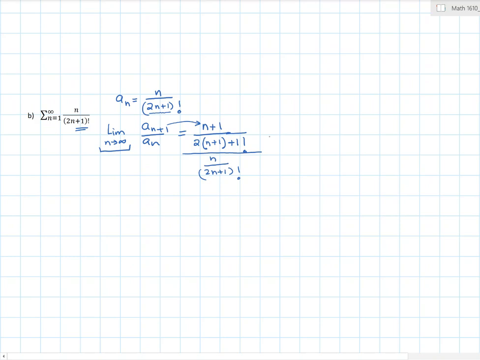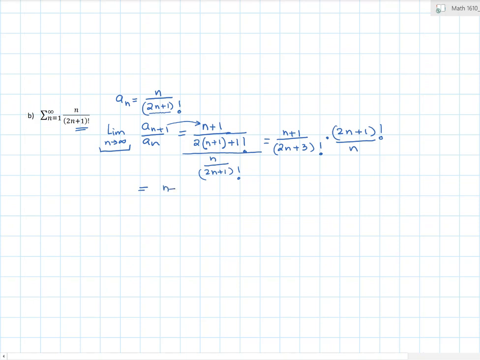A lot of writing. Okay, so now let's flip it. So I will get n+1 over, now 2 times (n+1) gives me 2n+3. Do the algebra correctly. So (2n+3) factorial, and then the reciprocal gives me (2n+1) factorial divided by n. Okay, now let's do some algebra.